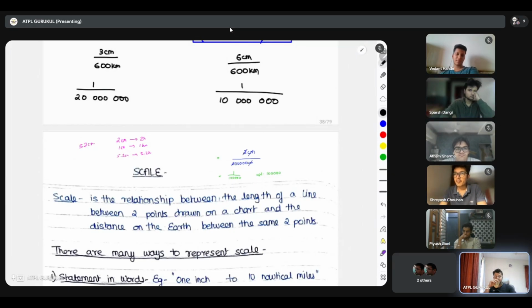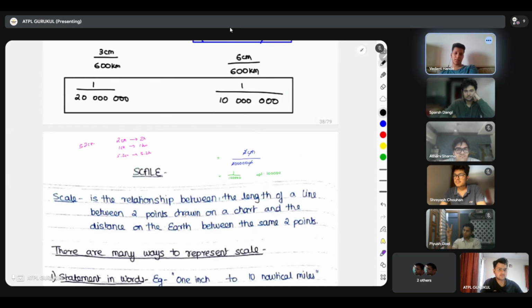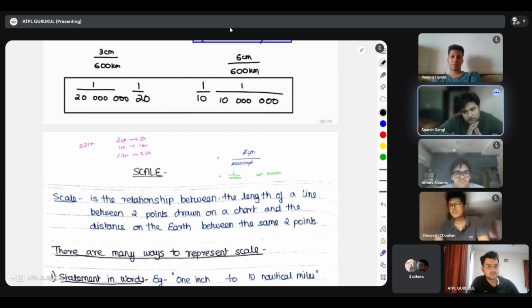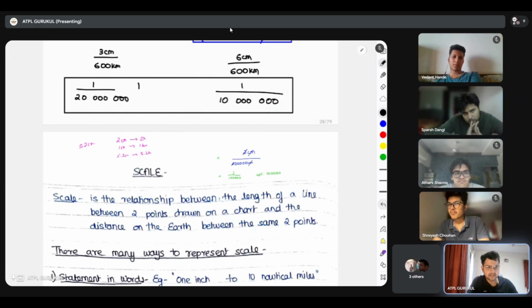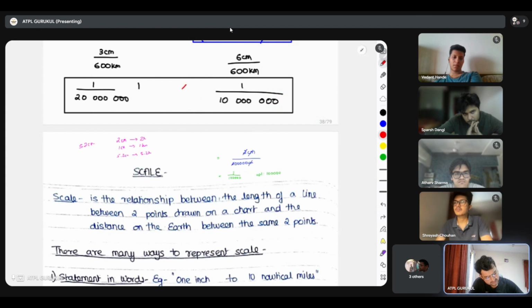Numerically, which value is bigger? First one. I will frame it better. Numerically, which fraction is bigger? The first one. Is 1/10 million bigger or 1/20 million bigger? Which is a bigger value? 1/10, the second one is bigger. If I give you 1/10 of a pizza or 1/20th of a pizza, which is bigger? 1/10 is bigger. This is a bigger scale.